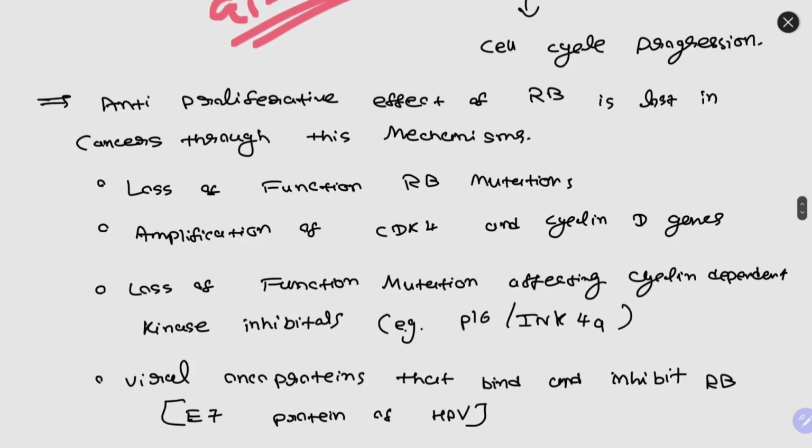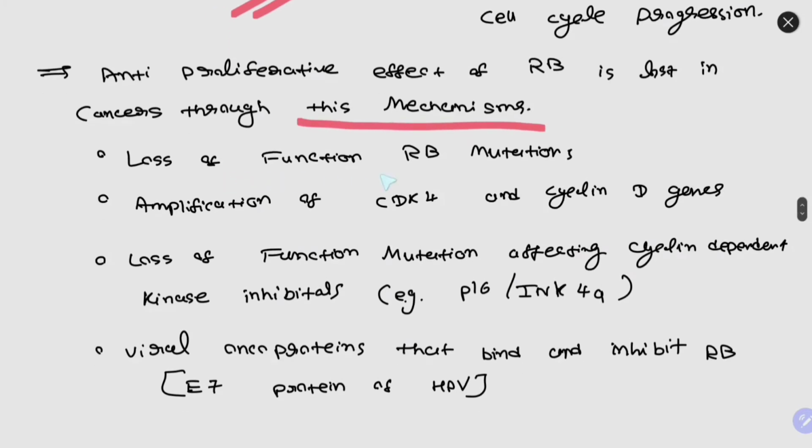Yes guys. Now finally let's summarize. The anti-proliferative effect of RB is lost in cancers through these four main mechanisms. One is the loss of function retinoblastoma mutation, another is amplification of CDK4 and cyclin D genes. Yes guys, CDK4 and cyclin D genes will be amplified, then retinoblastoma would not be enough to inhibit them.